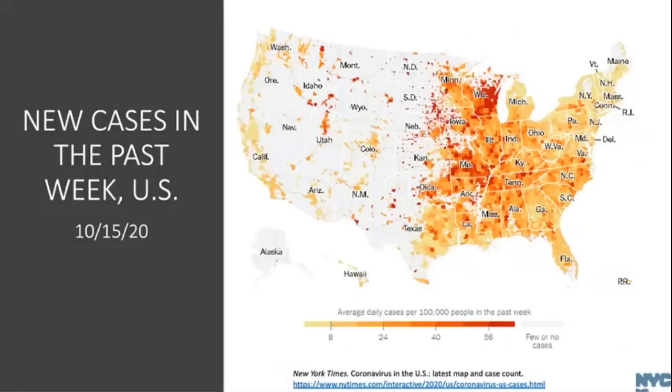Similar to the map that we looked at worldwide, this is a map of new cases in the past week in the United States. As you can see, New York largely remains on the lower end of the spectrum of cases, and we can see a lot of new cases popping up in the Midwest.